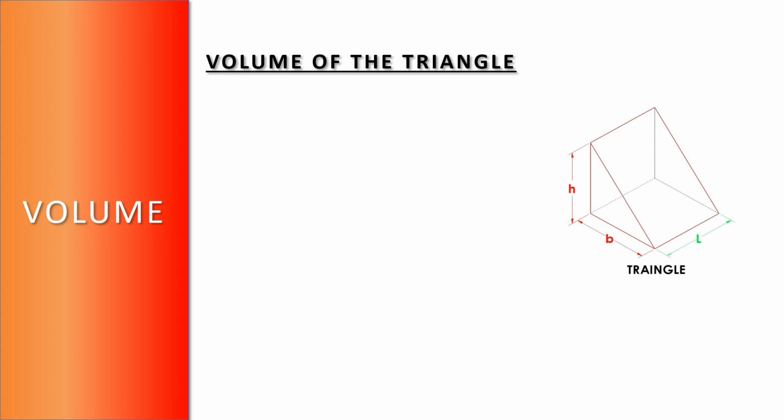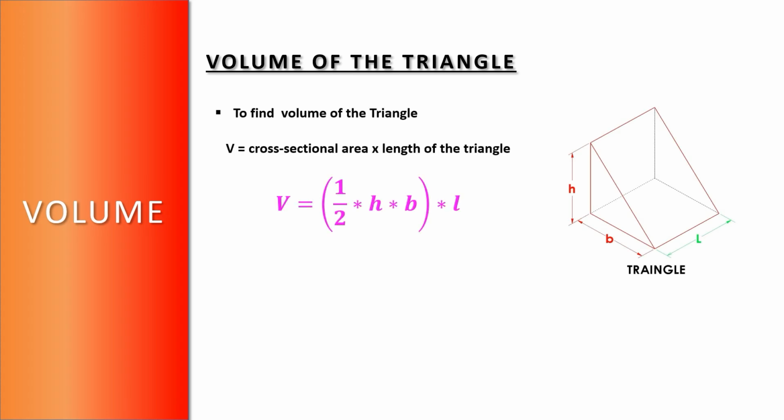To find the volume of the triangle, we have to multiply the cross-sectional area into the length of the triangle. Here, the cross-sectional area is half into height into base, and the length of the triangle is L. So finally we got half into length into base into height. Units is cc. By using this equation, you can find the volume of the triangle.